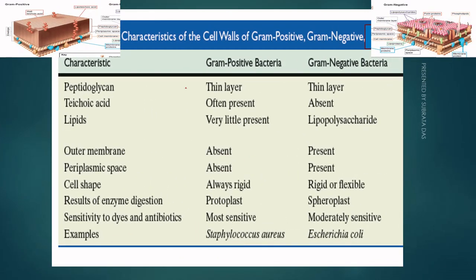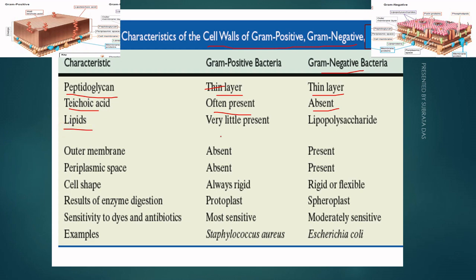So now we will see the characteristics or difference between the cell wall of gram positive and gram negative. So first thing is the peptidoglycan layer. The peptidoglycan layer is thick in gram positive, and in gram negative bacteria the peptidoglycan layer is thin. Next one is teichoic acid. Teichoic acid is present in gram positive bacteria but not in gram negative bacteria.